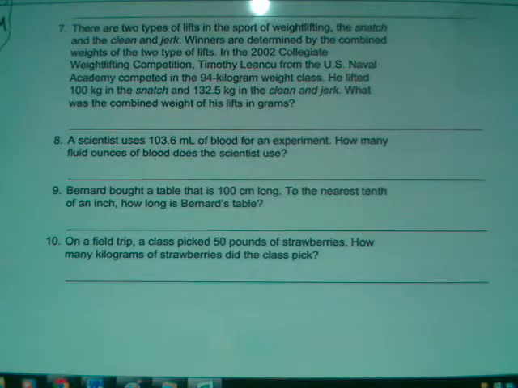All right, let's continue on with question number 8. It says a scientist uses 103.6 milliliters of blood for an experiment. How many fluid ounces of blood does the scientist use? Not a whole lot of options here, but if we look at our chart, the one thing that gets us to fluid ounces that we see on our reference sheet is, oddly, but truthfully, centiliters. Centiliters, 1 fluid ounce is 2.957 centiliters.